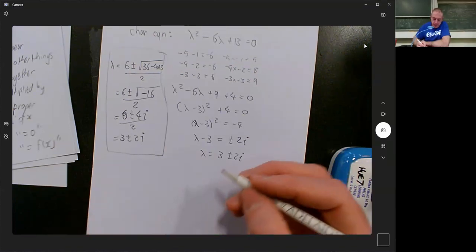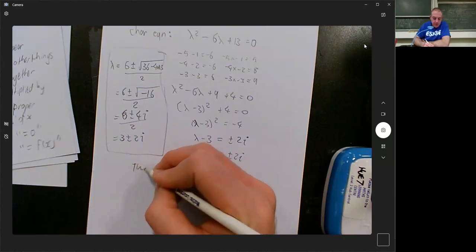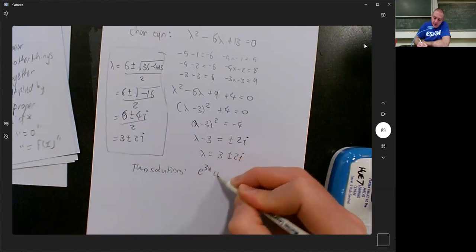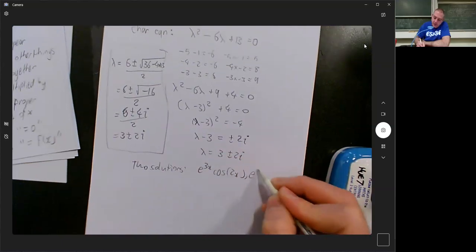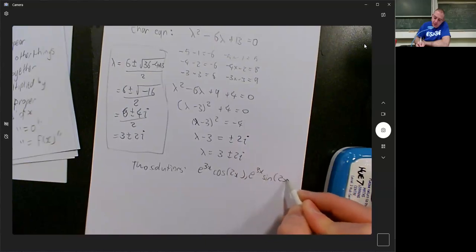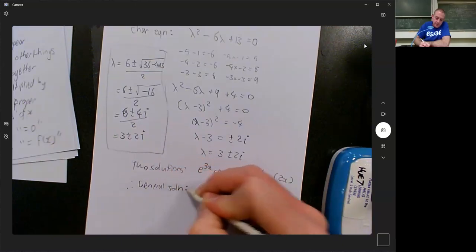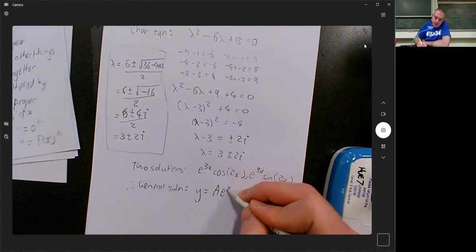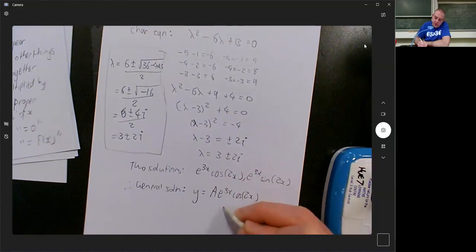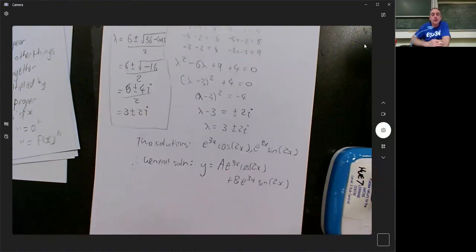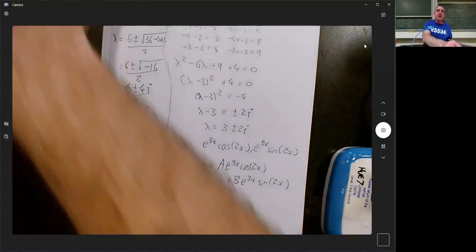Anyway, here we are. We have two solutions. They will be e to the 3x cos of 2x and e to the 3x sine of 2x, and therefore the general solution is y equals something e to the 3x cos 2x plus something e to the 3x sine 2x. And that's how it works. And they can be much more complicated than that, but the people who write exams try to keep them friendly.